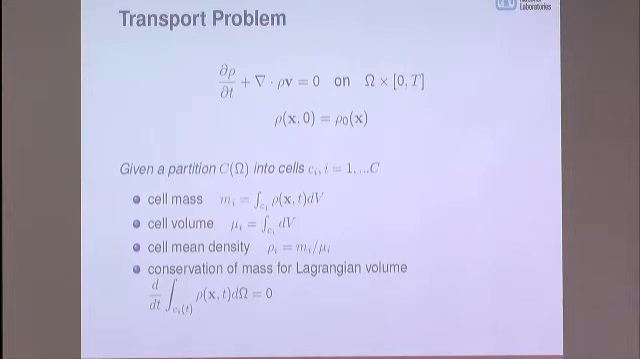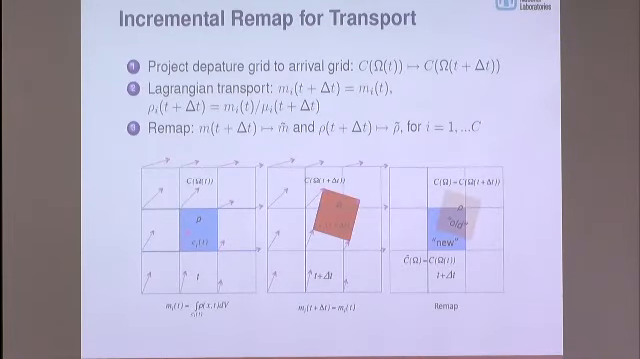And if you consider the cell to be a Lagrangian volume, you can write conservation of mass in the final equation. And that leads to the formulation that we're using for transport, which is an incremental remap type of formulation. And many of you, of course, are familiar with this, but I'm just going to go through how it works briefly to get everybody on the same page.